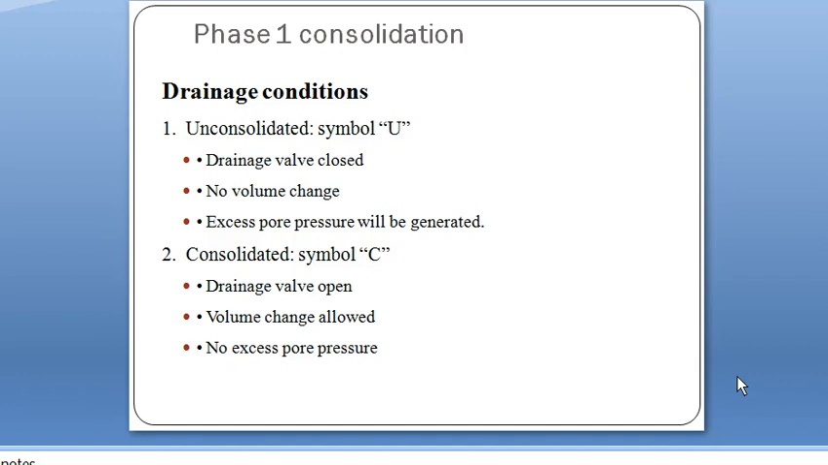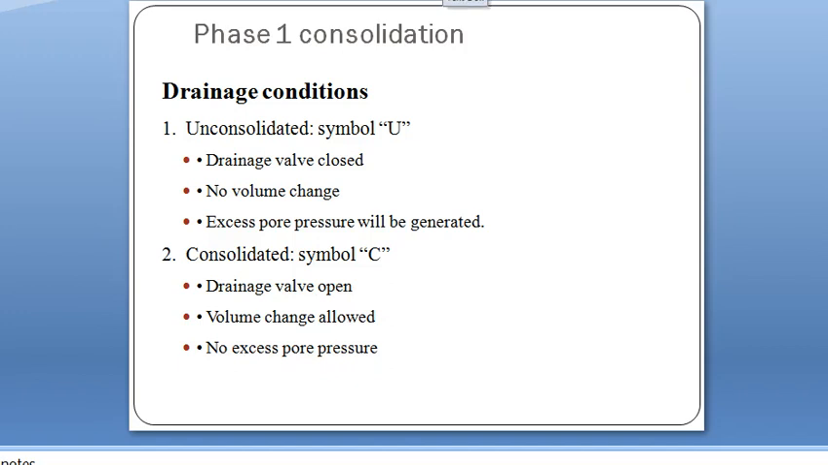In the last lecture, we discussed that a shear test can be conducted in two different stages, that is, the consolidation stage and the shear stage. In the consolidation stage, it can be conducted as an unconsolidated condition or a consolidated condition, that is, drainage can be allowed or cannot be allowed. If it is unconsolidated, we apply the symbol U. If it is unconsolidated, the drainage valve will be closed, no volume change will occur, and excess pore water pressure will be generated. And if the consolidation stage is consolidated, the drainage valve will be open, volume change will be allowed, and no excess pore water pressure will be there.